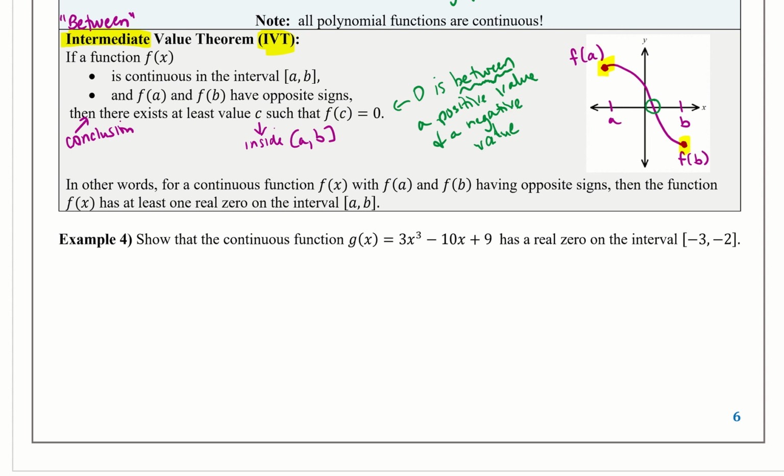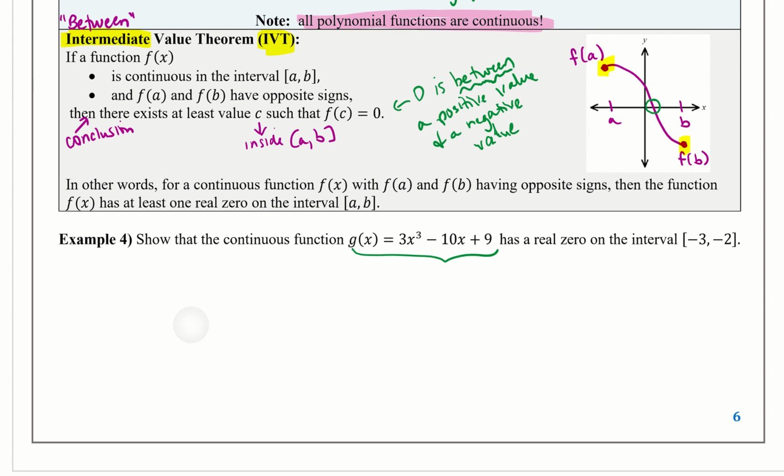We want to show that a continuous function g of x, and by the way, I knew that this is continuous even without that descriptive word because it's a polynomial and all polynomial functions are continuous. If I went by that too fast, that's right there. We want to show that there's a real 0, that there is a height of 0 on this interval. Now, not every polynomial function has a real 0. They're all continuous. That doesn't mean they cross the x-axis, so we want to show that this one does. And we're not going to use a graphing calculator to do this.